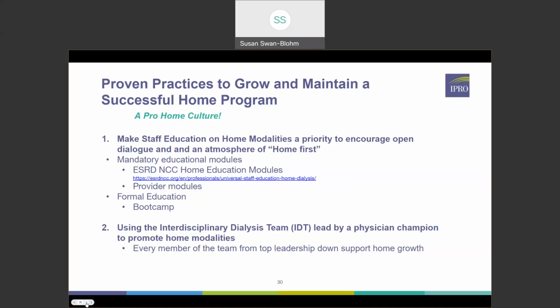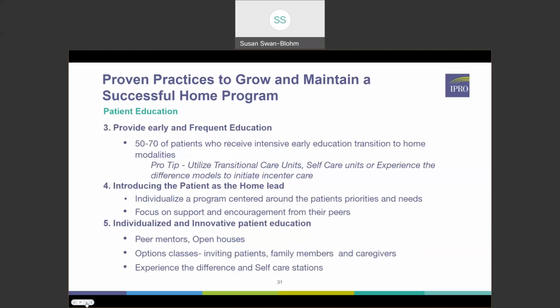Successful programs identify a home champion or a go-to person to promote the modality in every facility and include all members of the IDT team to support and promote home growth. Home education must be a priority. When early and intensive education is provided to incident patients in a transitional care setting, 50 to 70% of those patients transition to a home modality.